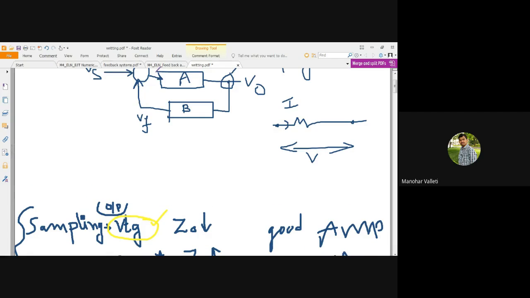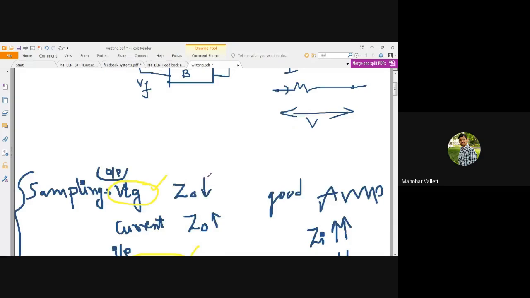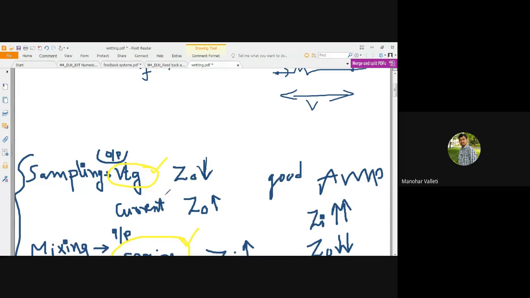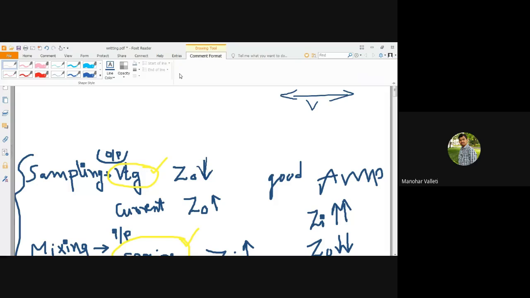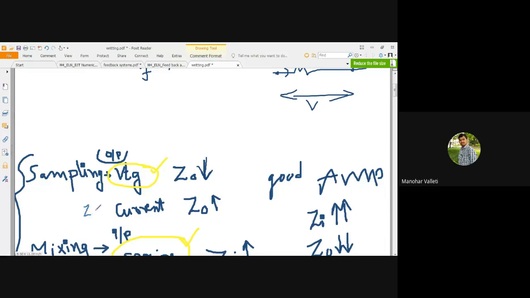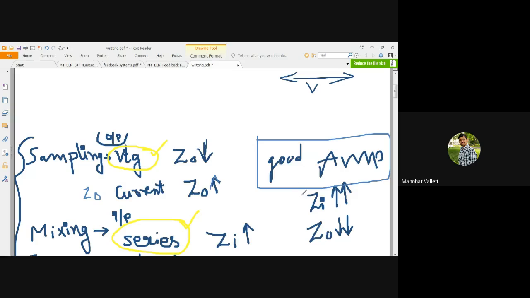Because of this voltage sampling, the effective output resistance of the amplifier will reduce. In the same way, if the amplifier has some output impedance Z0, because of the current sampling, the output impedance will increase.